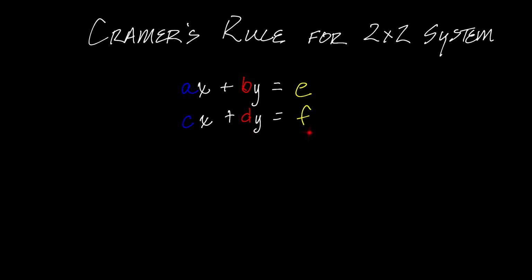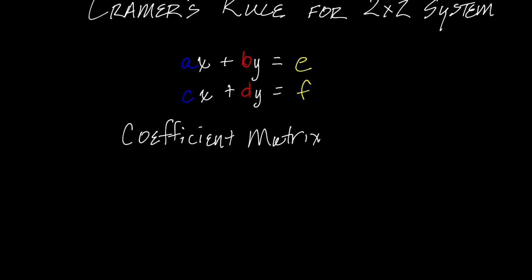And what we do in the beginning is we figure out the determinant of that matrix. So that's called the coefficient matrix. So let me write that down. Coefficient matrix. So that just means we're going to take what we did in a previous lesson, look at A, B, C, D, and take the determinant of that. And this is called the coefficient matrix. So we need to figure out the determinant of the coefficient matrix.